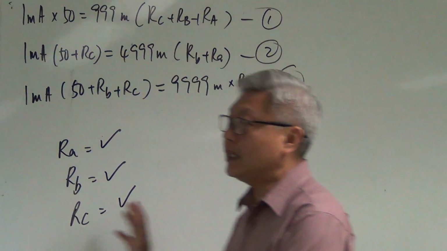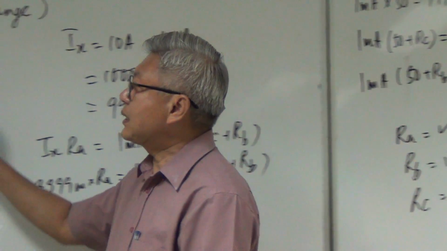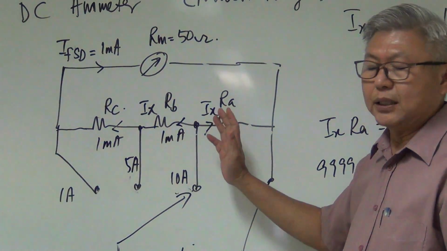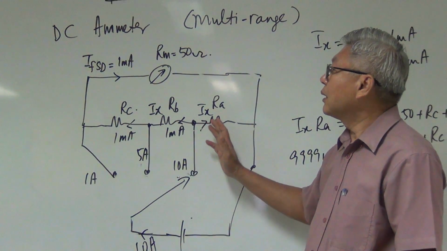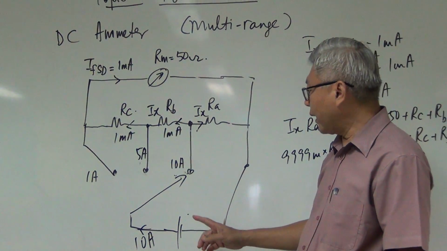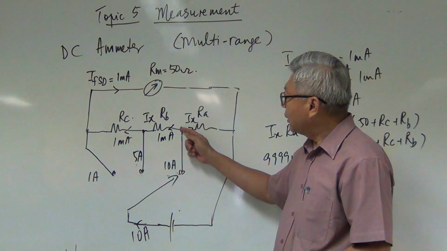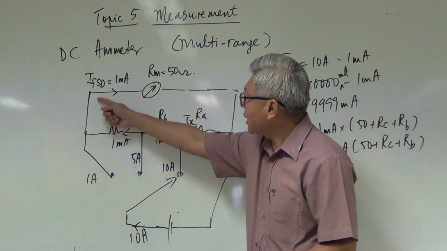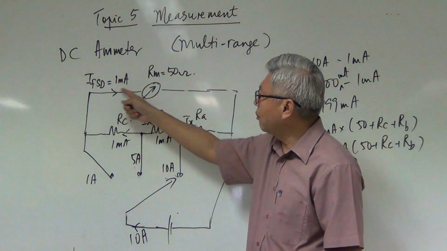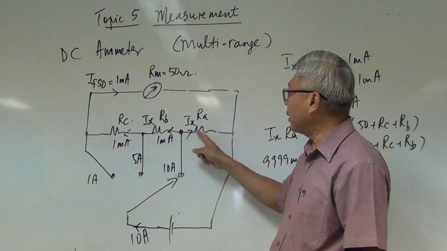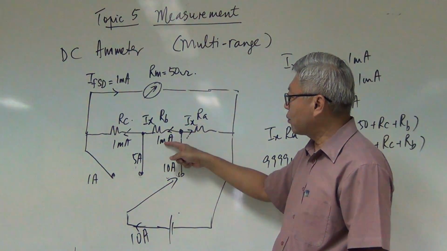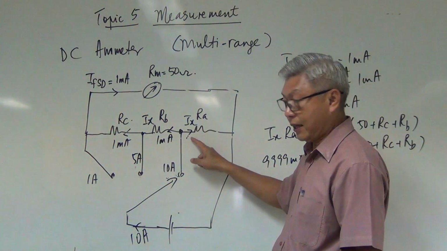Okay, let me revise. This is a multi-range AC ammeter, DC ammeter. The method to work on it is to find out, when the dial is at this range, here 10 ampere, the amount of current passing through here is the same as here. So here is 1 milliamp. If it's 1 milliamp, how much is here? It should be 10 ampere minus 1 milliamp. So that will be this Ix.